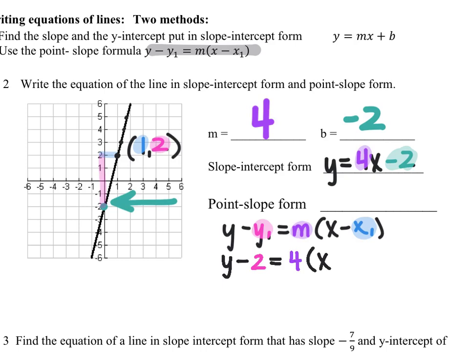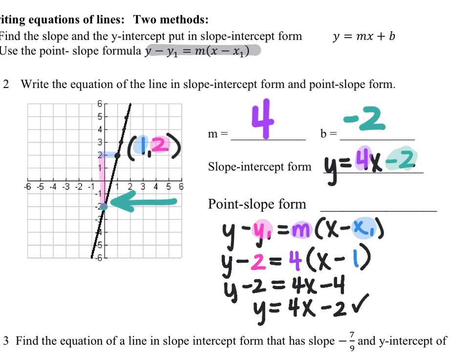So I substitute my y value, my slope, and my x value, and now I need to distribute that slope and add 2 to both sides in order to isolate y. So we get y equals 4x minus 2. So we did get the exact same slope-intercept form from this point slope form. So I can just write that point slope form on my line right here. So I'm going to have y minus 2 equals 4 times x minus 1.